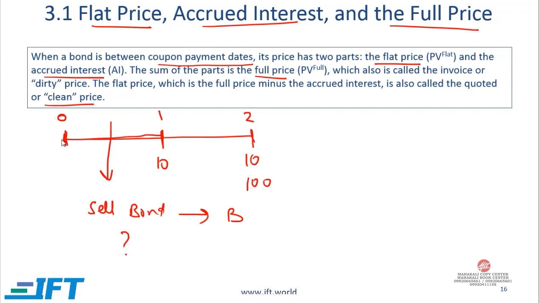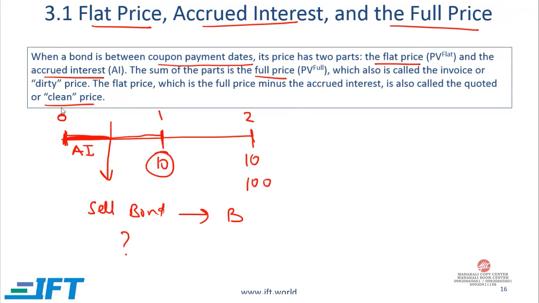If you think about it, you have held the bond for half a year. During this half a year you have accrued some interest. The accrued interest is 10 multiplied by 0.5. Why? Because you have held the bond for half the year, so you actually deserve half of this payment.